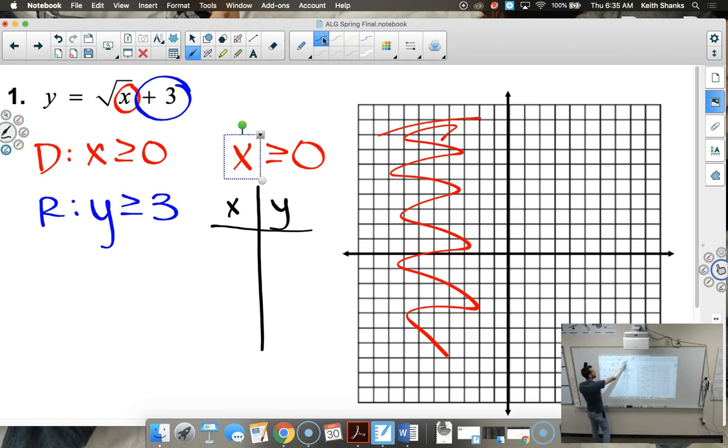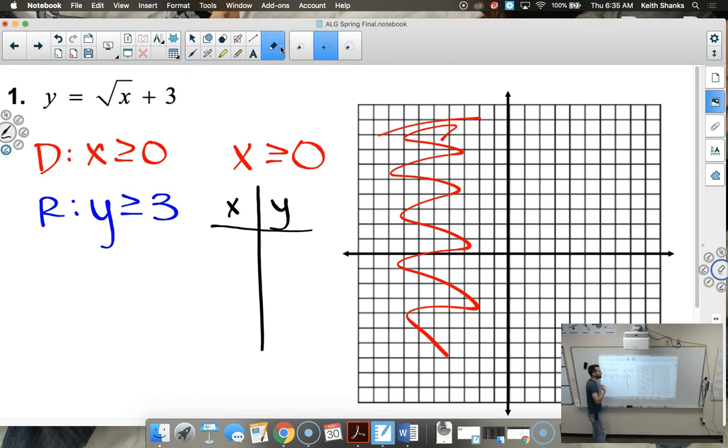Now, thinking about something like this, I'm going to pick numbers that I know work really well. I'm going to think of numbers that are perfect squares. So if I plug in 0, I get 3. Right? If I plug in 1, I get 4. I wouldn't want to plug in 2 here because the square root of 2 is an ugly decimal. So I'm going to jump to 4. The square root of 4 is 2. 2 plus 3 is 5. And I'll do one more. Jump up to 9. The square root of 9 is 3. 3 plus 3 is 6.